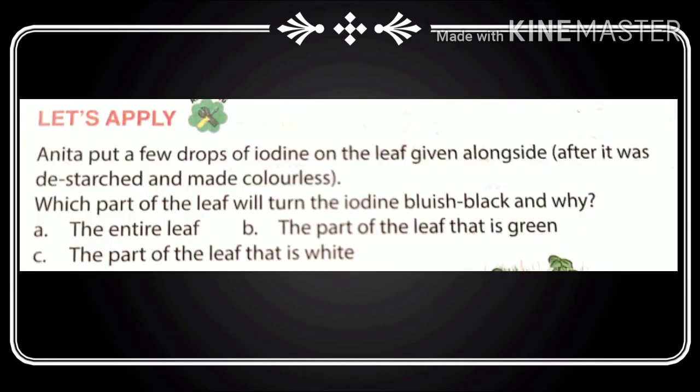Now the next question is from let's apply. The question is, Anita put a few drops of iodine on the leaf given alongside, that is after it was decolorized and made colorless. Which part of the leaf will turn the iodine bluish black and why? For that you have to refer to the activities which we have already discussed. The first option is the entire leaf, the second is the part of the leaf that is green, and the third is the part of the leaf that is white. For the answer, you have to see this diagram properly.